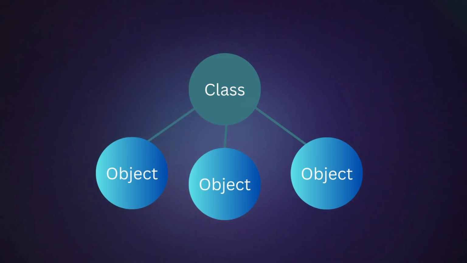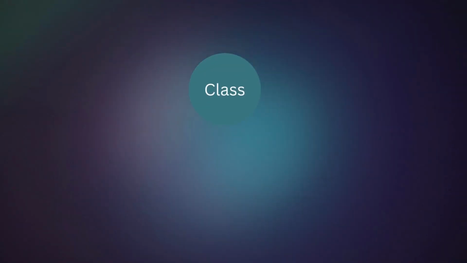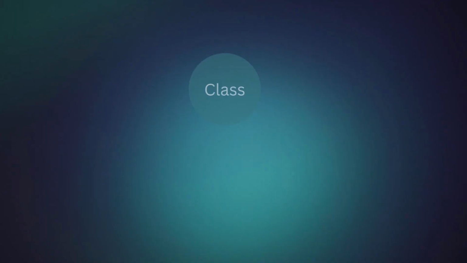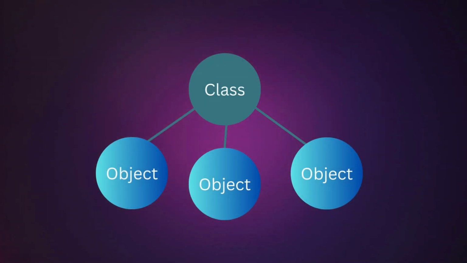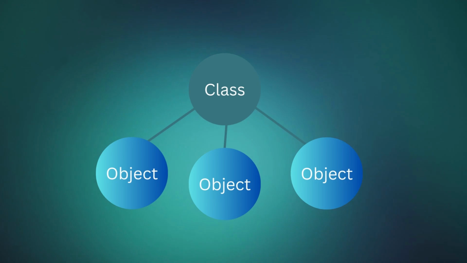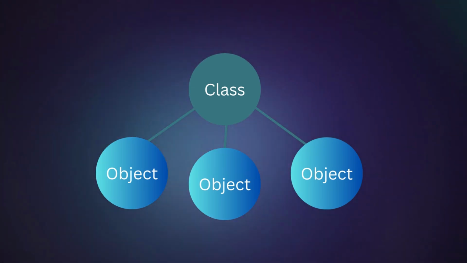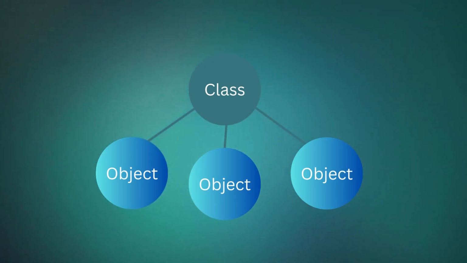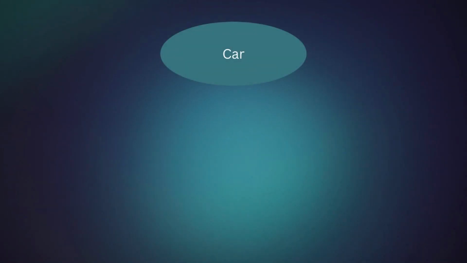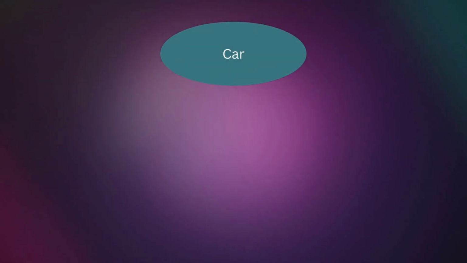In programming, a class is like a blueprint or a template that allows us to create an object. It helps us organize our code and define the properties and behaviors of an object. Think of a class as a set of instructions for creating objects that share similar characteristics and can perform similar actions.